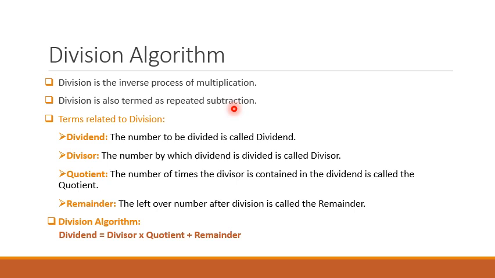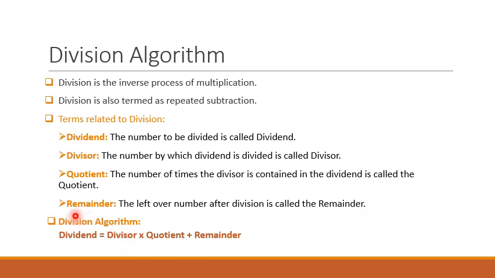Now let's revise few terms related to division. First is dividend. The number which is to be divided is called dividend. Then divisor. The number by which dividend is divided is called the divisor. Then quotient. The number of times the divisor is contained in the dividend is called the quotient. Or in simpler words, I can say the answer of division is known as the quotient.